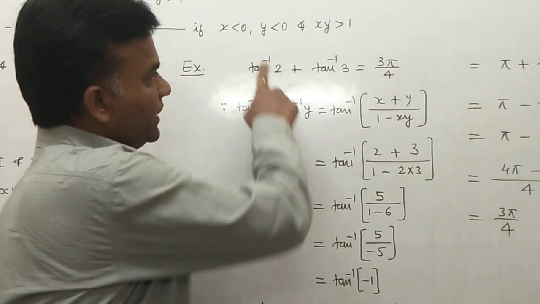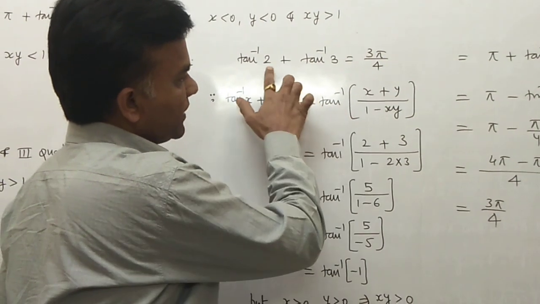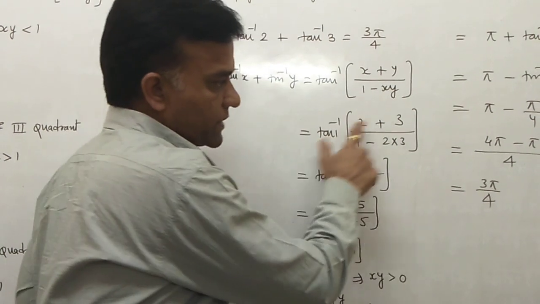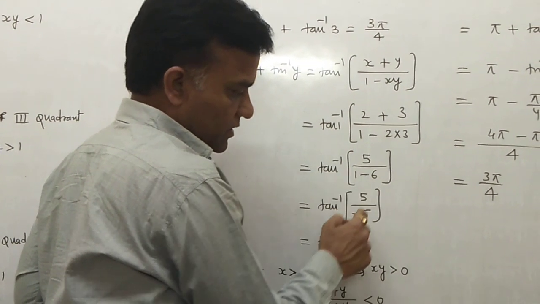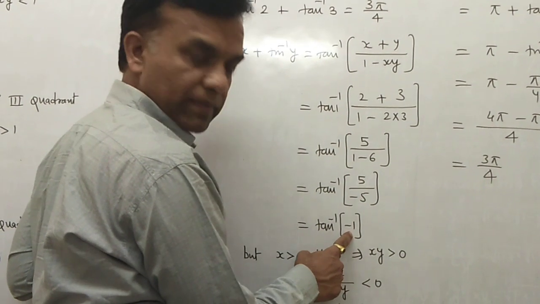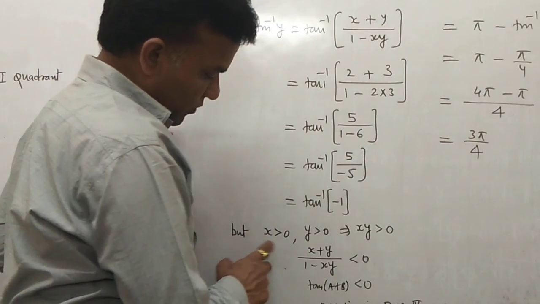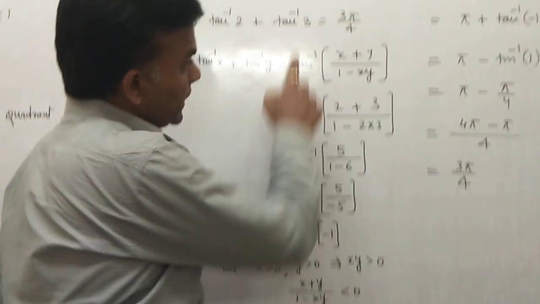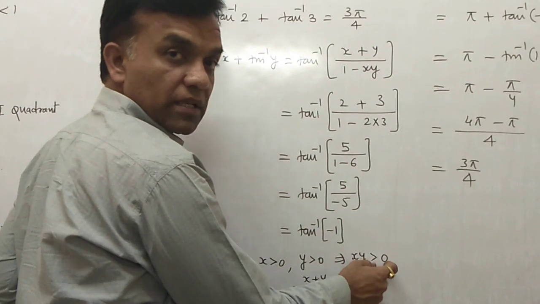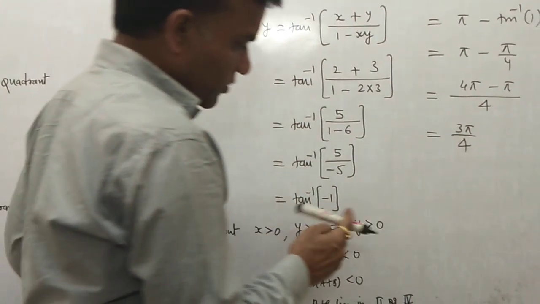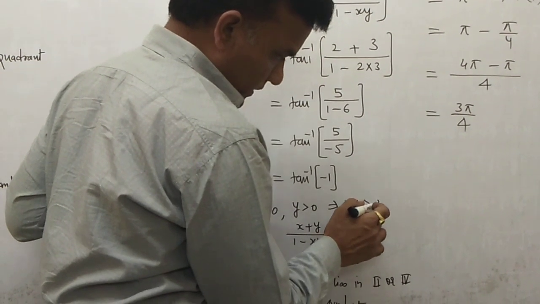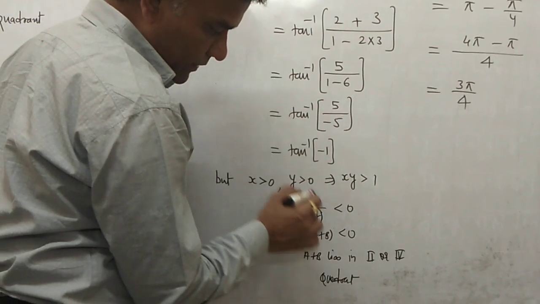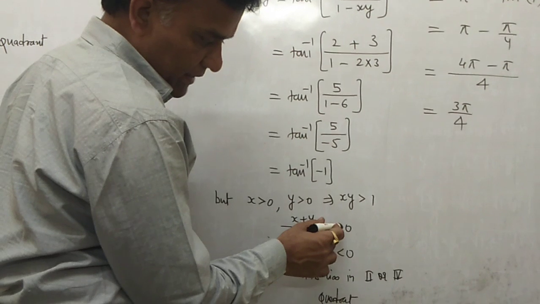Okay, so put the values here for x and y. So x and y here are 2 and 3, so we put 2 plus 3 upon 1 minus 2 into 3. Okay, so 2 plus 3 is 5 and 1 minus 6 is minus 5, so 5 cancels out, we have minus 1. And tan inverse of minus 1, now we write down the condition: x greater than 0 because 2 is greater than 0, 3 is greater than 0, their product is also greater than 1. So you also write down here greater than 1, greater than 0, and then this result is less than 0.